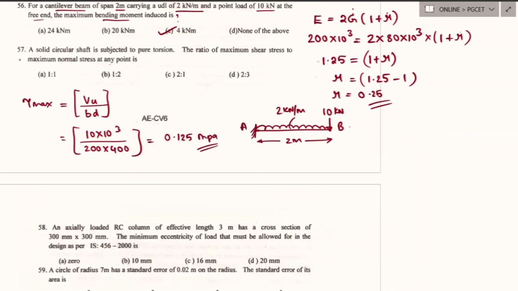Question number 57. A solid circular shaft is subjected to pure torsion. The ratio of maximum shear stress to maximum normal stress at any point is. For a solid circular shaft subjected to pure torsion, sigma x and sigma y will be equal to 0. Therefore, the maximum shear stress will be tau and the maximum normal stress will be tau. Therefore, the ratio between tau max and normal stress will be 1:1. Therefore, option A is the right answer, 1:1.